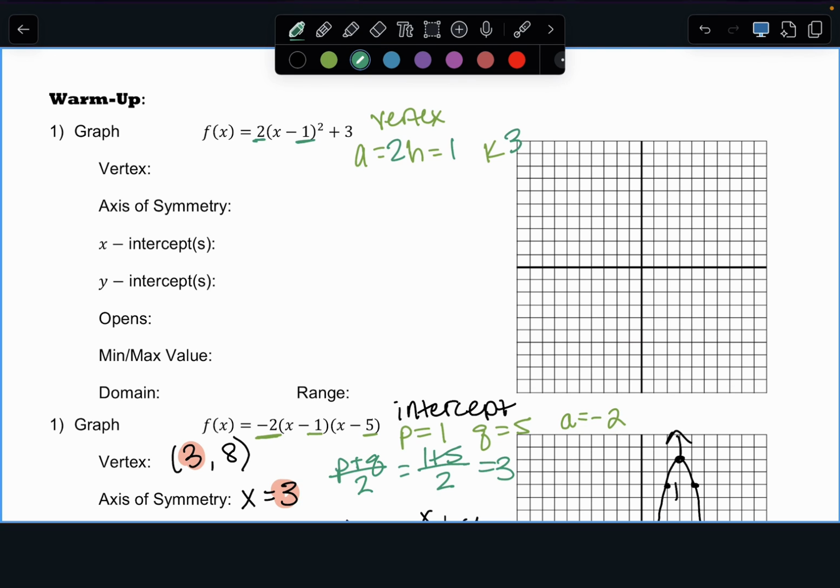Again, this is just one of those things you have to memorize. The coordinates of my vertex are what? It's H, K. So 1, 3. If you don't have that memorized, you have nowhere to start. You'll be stuck. And that's not something I can help you with.